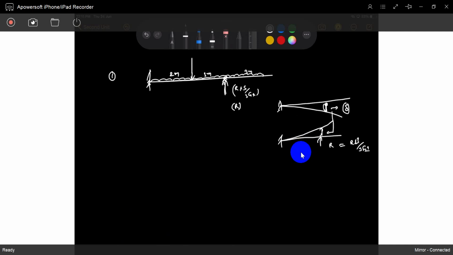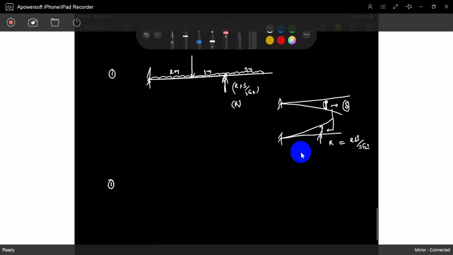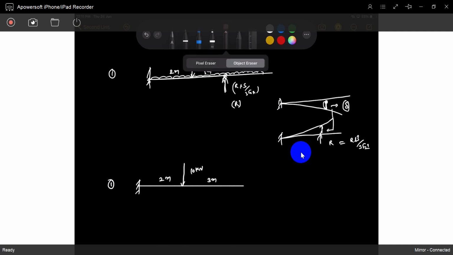In this problem, you not only solve the propped cantilever, you also calculate the deflection at any point. I will take one problem with numericals. No need to use P or W. Say it is 10 kilonewtons, 2 meters, and this is 3 meters.